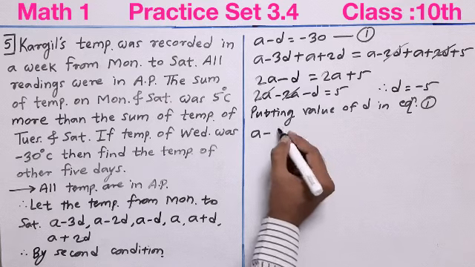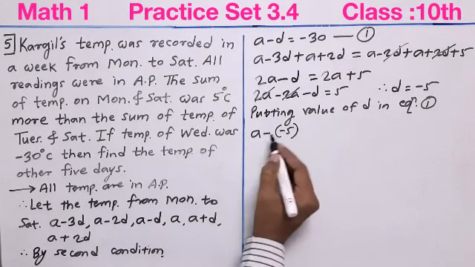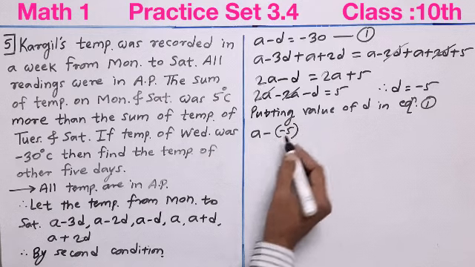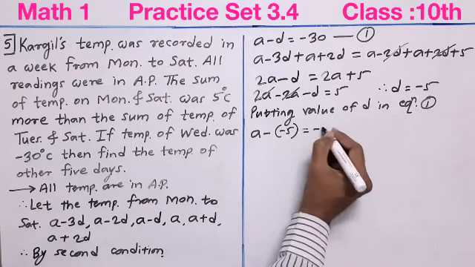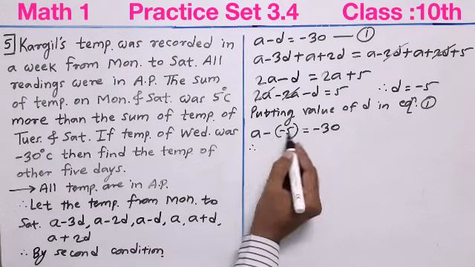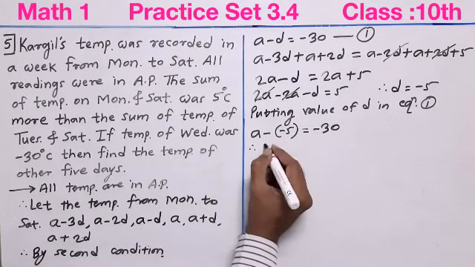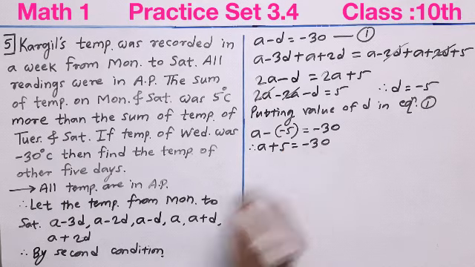The value of d is negative 5, so we are going to write it inside the bracket. When two signs come closer, you should put a bracket, and one of them should be inside the bracket. Is equal to negative 30. So the next step will be, when we solve this bracket, negative becomes positive. So a plus 5 is equal to negative 30.